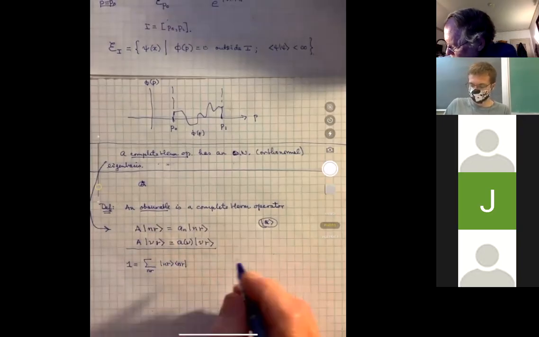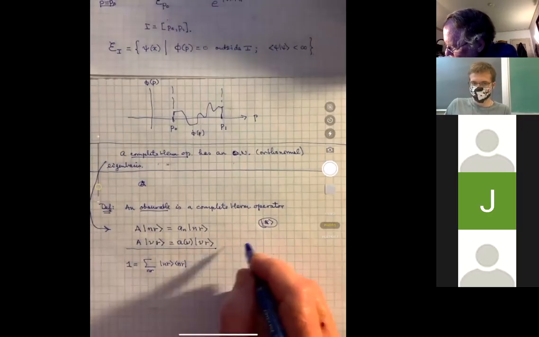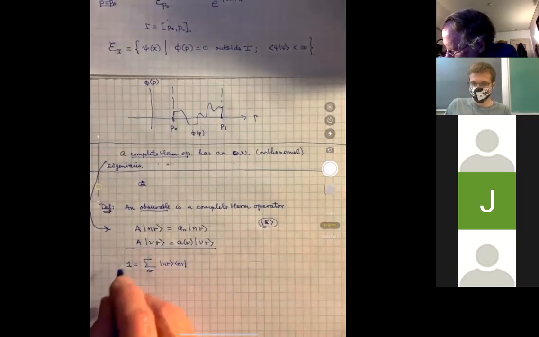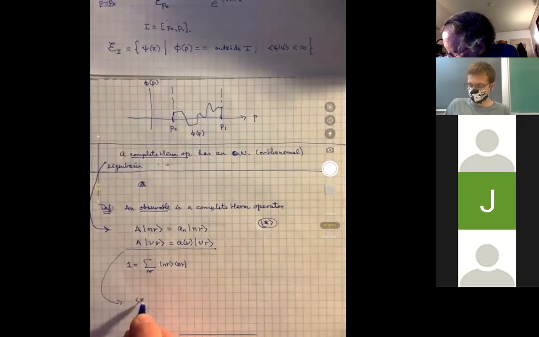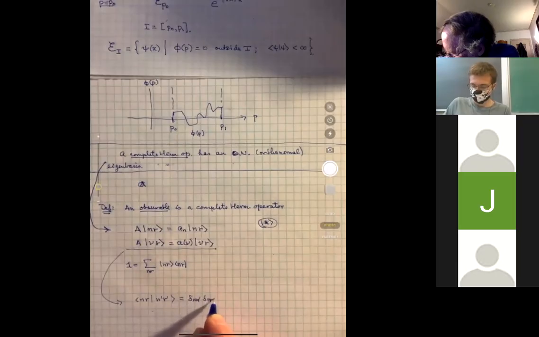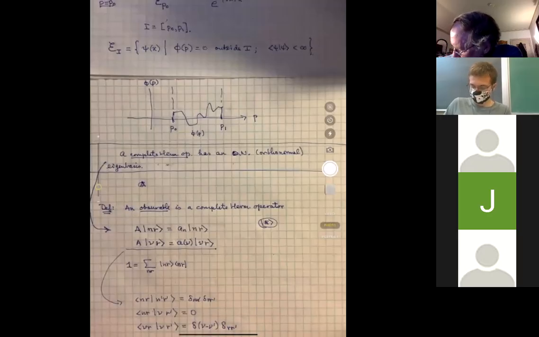Oh, let's see. Before I write down the resolution identity, I should write down the orthonormality relations. Let me do that first. It's the scalar product of |n r⟩ with |n' r'⟩ equals Kronecker delta nn' times Kronecker delta rr'. The scalar product of |n r⟩ with |ν r'⟩ is equal to 0, and the scalar product of |ν r⟩ with |ν' r'⟩ is given by a Dirac delta function in the ν's times a Kronecker delta in the r's, like so.